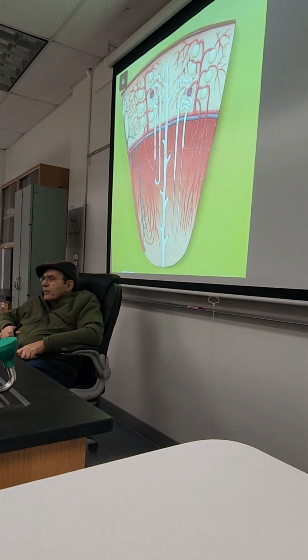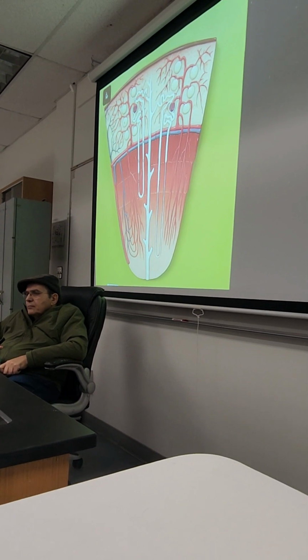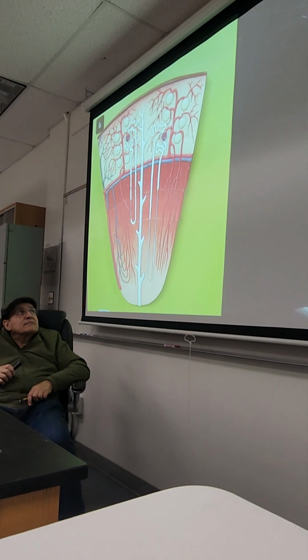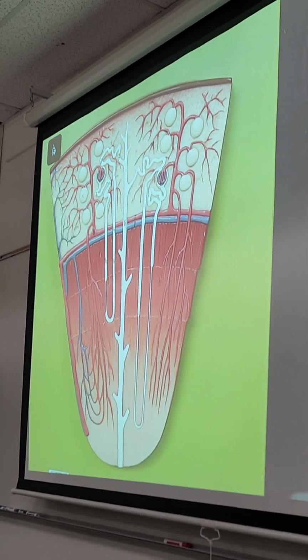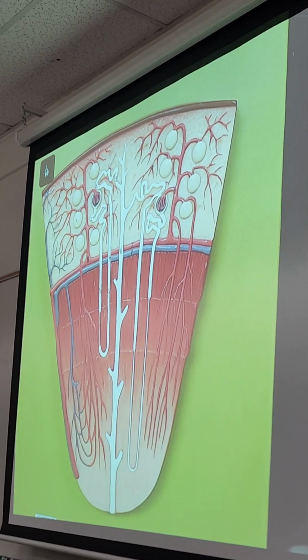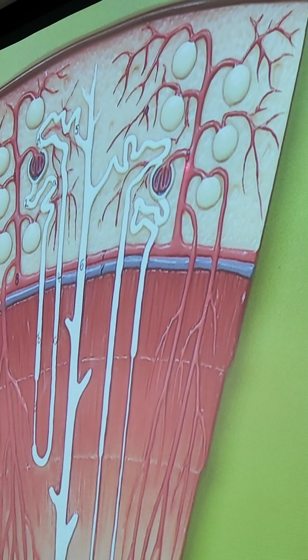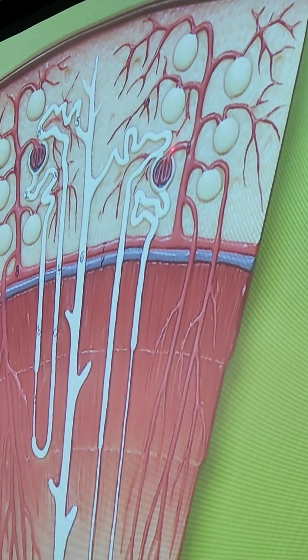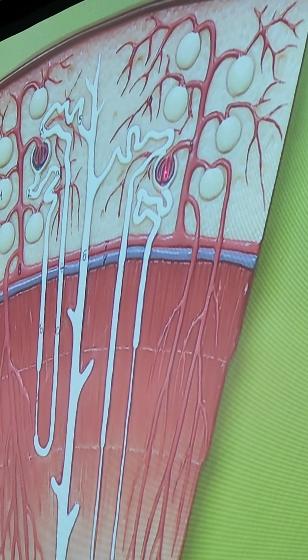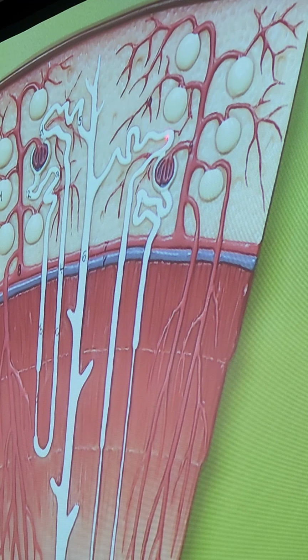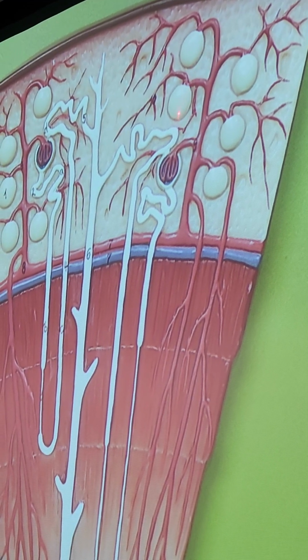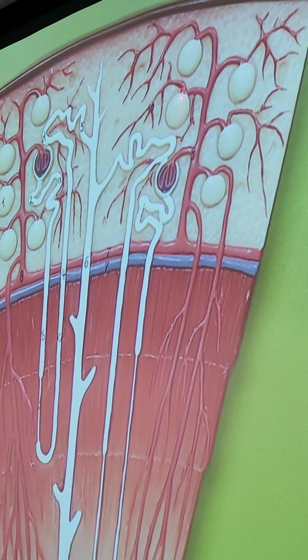Where would the afferent and the efferent be? Look at this branch here. That's afferent. It enters as afferent arteriole, forms capillaries, and leaves as efferent. Afferent, these branches called glomerulus, and leaves as efferent.